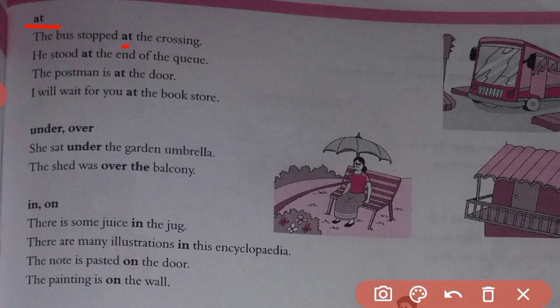Let's go through three more examples. See: He stood at the end of the queue. So the word at is also a preposition here. The postman is at the door. I'll wait for you at the bookstore. The rest of the three sentences that we studied, and the very first sentence, come with pictures also. That means it is clearly understood that here the word at is used as a preposition. Now one more.